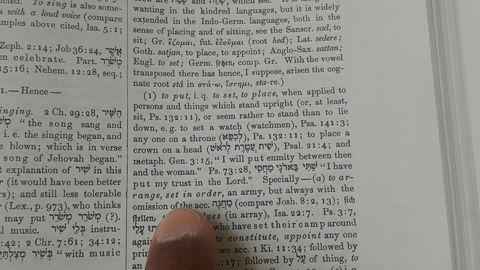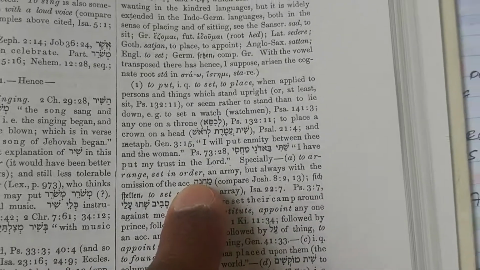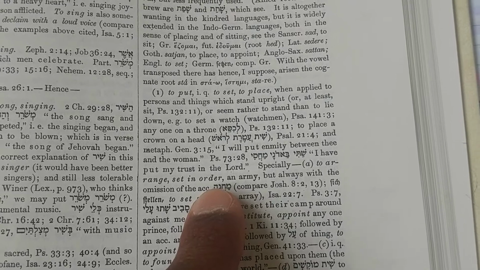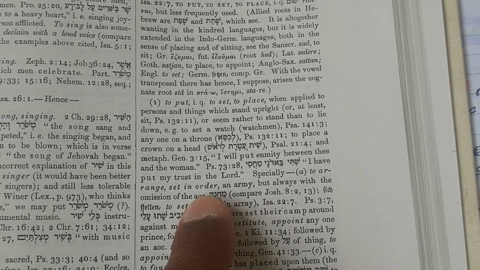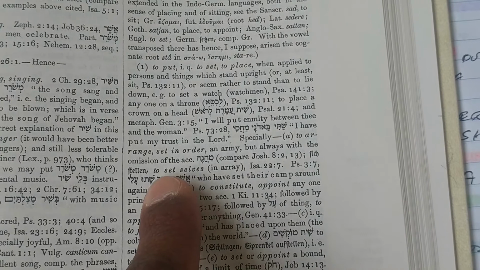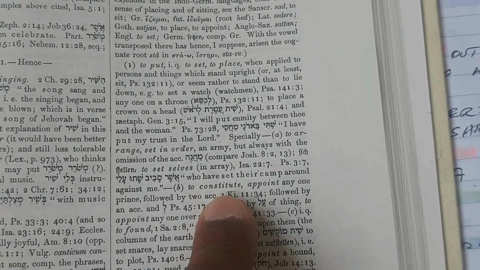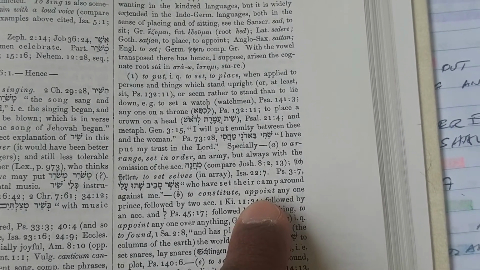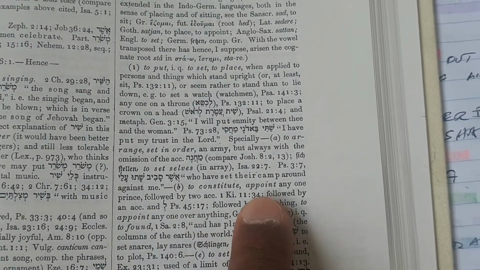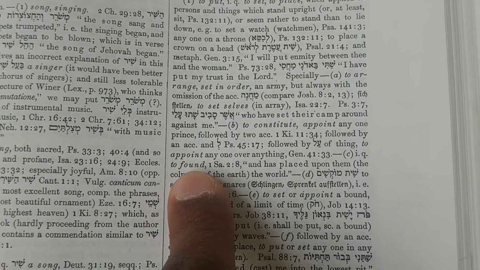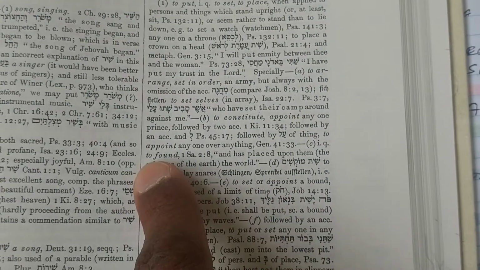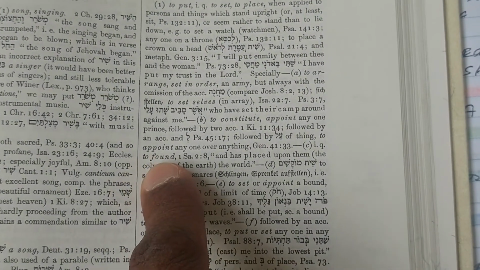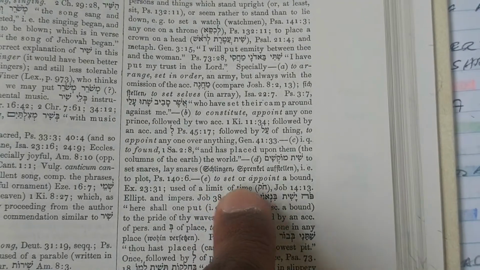Arrange, set in order. The Most High set in order the earth, the heavens, the firmament, the luminaries, the sun, the moon. To set selves, to constitute, to appoint. He appointed the luminaries. Also appointed man. To found. He founded the earth and the heavens. Yahweh founded the earth and the heavens.